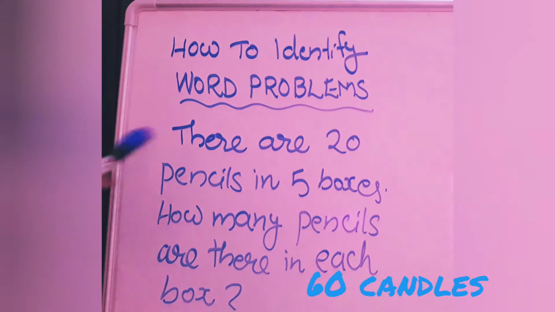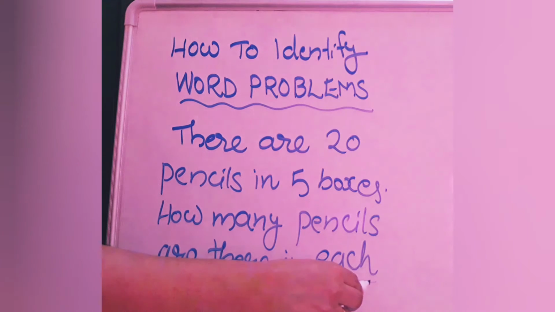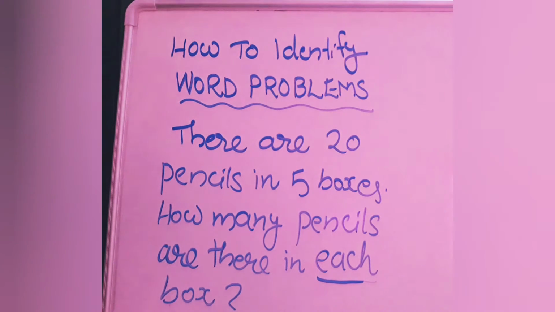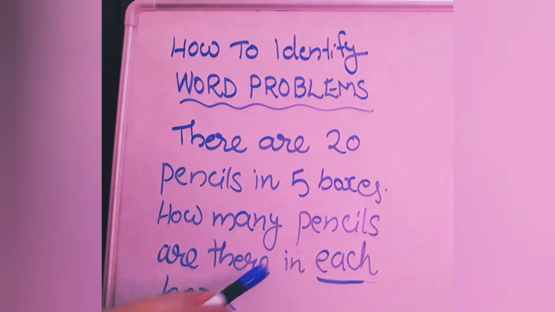Another question. There are 20 pencils in 5 boxes. How many pencils are there in each box? Each. The word each is there. That means you have to divide. We have to find the value of 1. Then we have to divide. Here a total number is given. I mean 5 boxes including 20 pencils. That means only a total number is given. So each means we have to find the value of 1. Then we have to divide. 20 divided by 5. 4 is the answer.